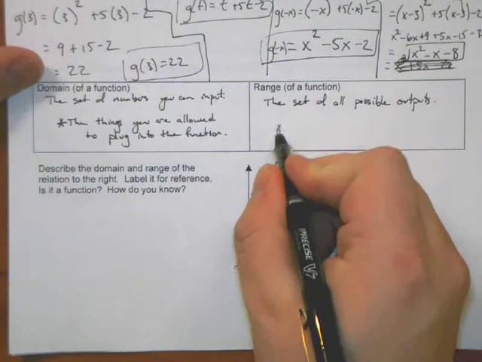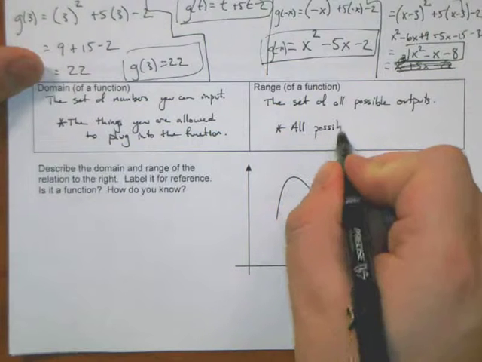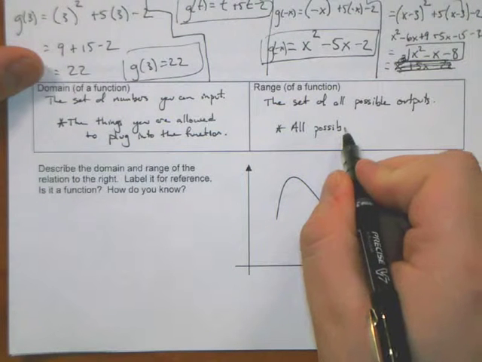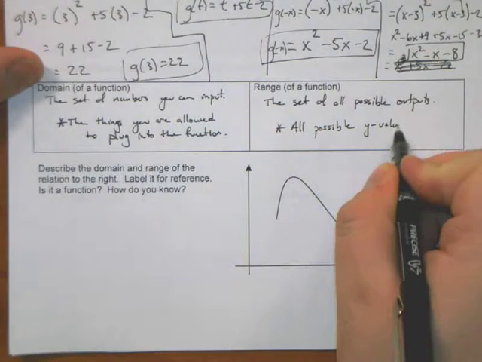Or maybe another way, maybe all the y's, if we're thinking if it's just a two-dimensional function. Possible y values.